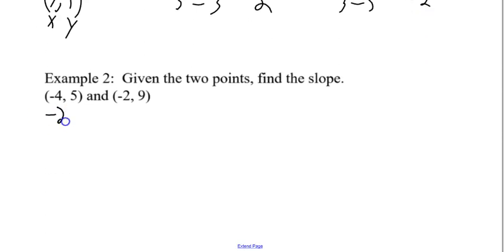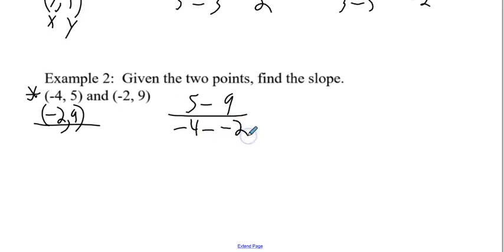Okay, I'm going to put -2, 9 here. Pick one to start with. I'm going to start here. So I'm going to do 5 minus 9. And then I'm going to do -4, careful, minus a -2, which becomes plus. 5 minus 9 is -4. And -4 plus 2 is -2. And that ends up being positive 2 over 1 or just straight 2.